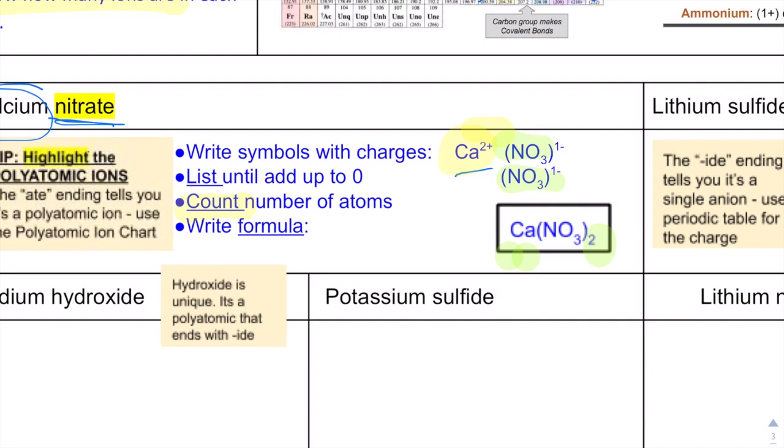All right, I know that's confusing, but just keep in mind that what's inside the parentheses does not change. See how it's NO3 both places? But the fact that there's 2 teams goes on the outside. So I can still see the team is NO3, but there's 2 of them.